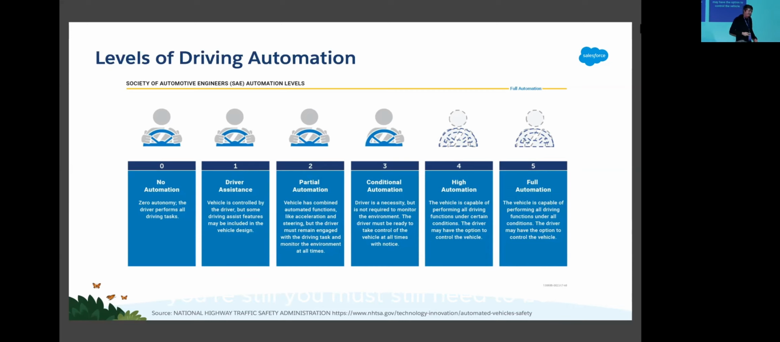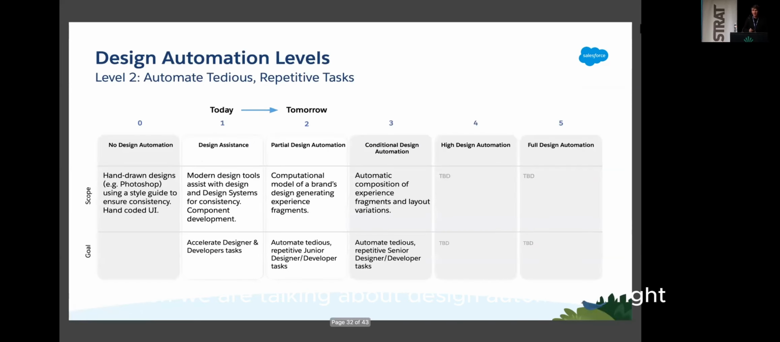Humans still need to be there, have the wheel whenever necessary, and you cannot start reading a book while sitting in a car and driving just yet. And I think it's similar when we are talking about design automation, right? It's not that we want to automate designers out of a job. The goal here is really to help designers through the automation of tedious and repetitive tasks, so that we can free up time for more interesting work, if you will.